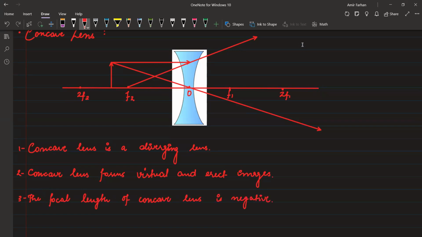One thing always remember, that whenever you hear the word concave, whether it is lens or mirror, the focal length will be negative. Focal length for concave lens and concave mirror is negative. Whenever you hear the word convex, your focal length would be positive. Always remember this thing. Did you get my point, everyone? Okay, so this is all about the basics of the concave lens.